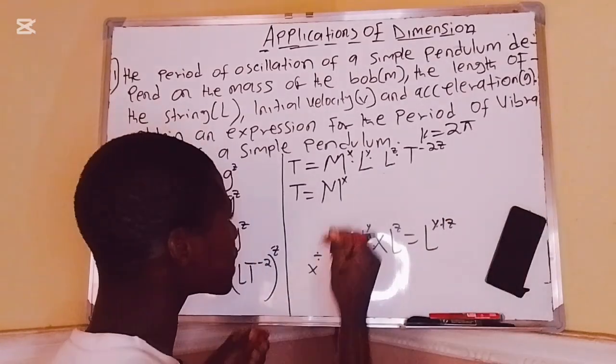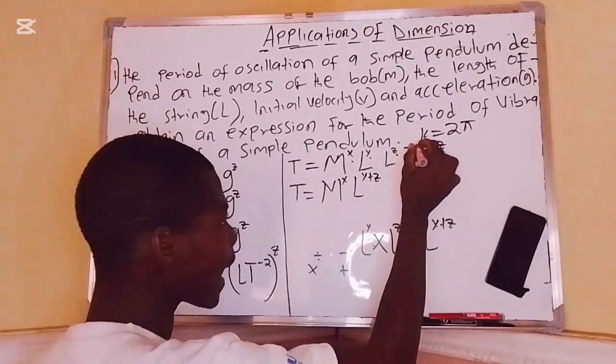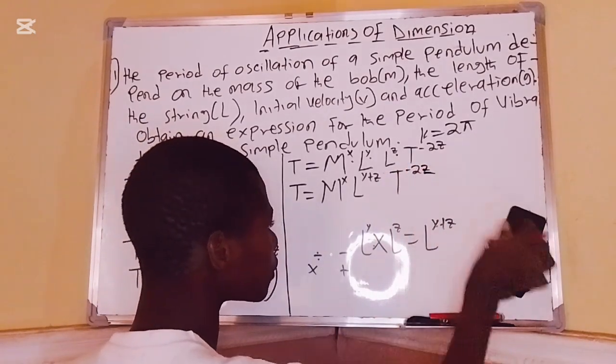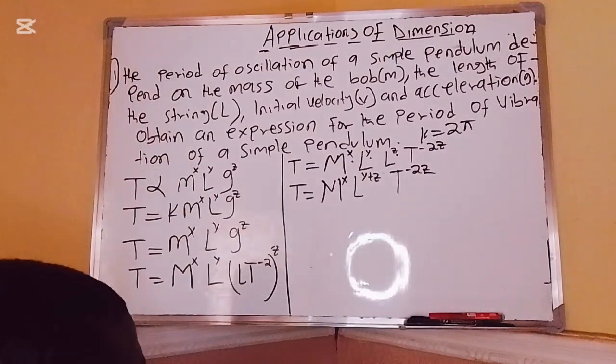And then I'll just insert L to the y plus z. And I have T to the negative 2z. Yes, I'm done with this point.